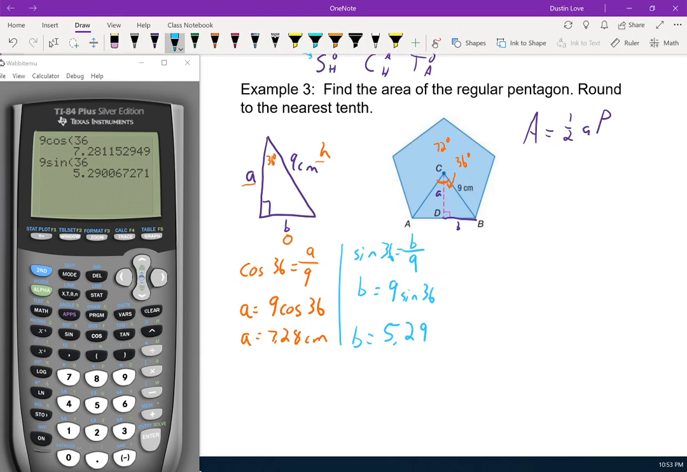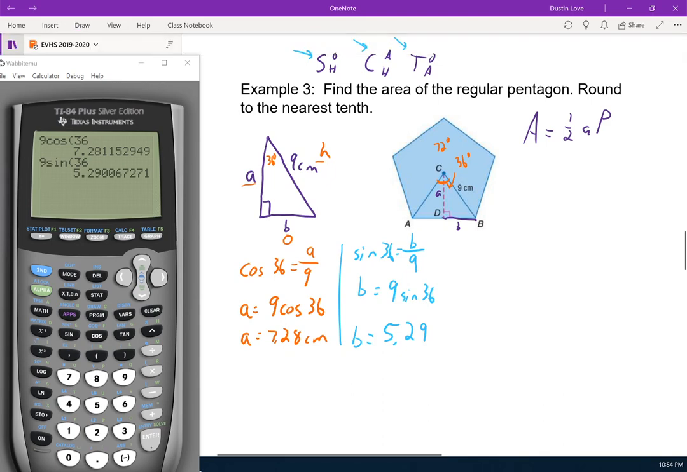Now, if that one is 5.29, then I'm going to double it to find the entire side, which I'm going to label here on this side that I'm marking in green. That's just 5.29 times 2, which is going to be 10.58.